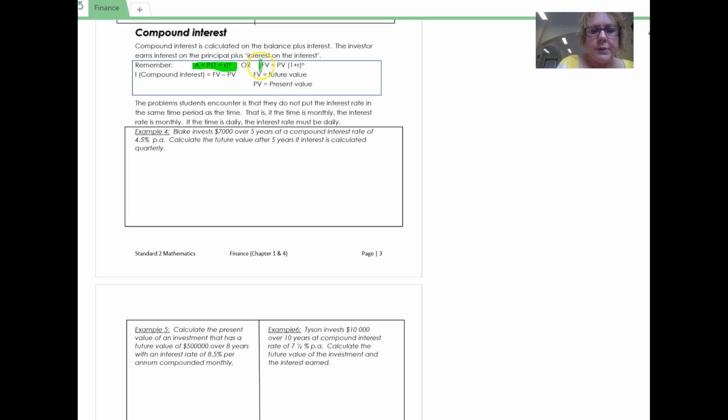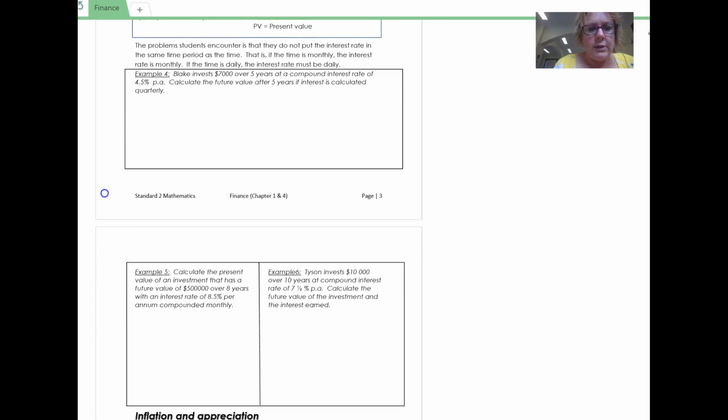The syllabus has moved to this definition where it says the future value is equal to the present value times (1 plus R) to the N. So it's replaced A and P with present value and future value. Again, it's really important that you have the time correct in terms of the interest rate. If your time is in months, you've got to have your interest rate in months. So we'll have a look at some questions together because you've done this before.